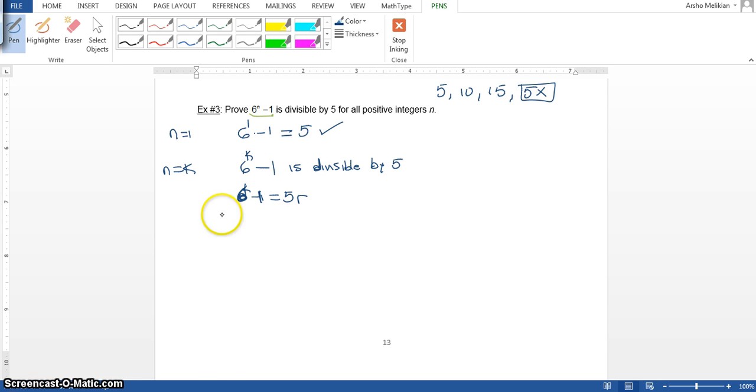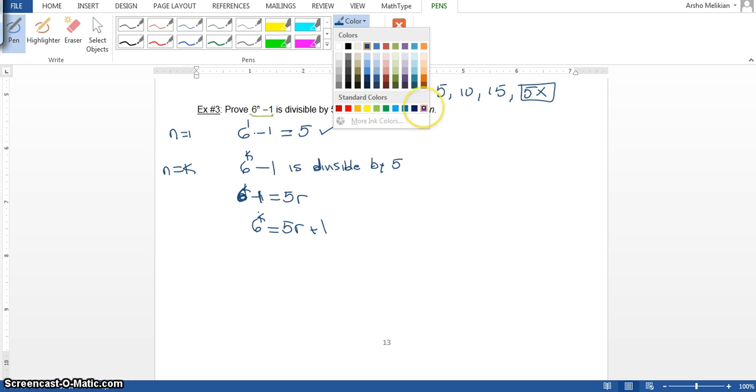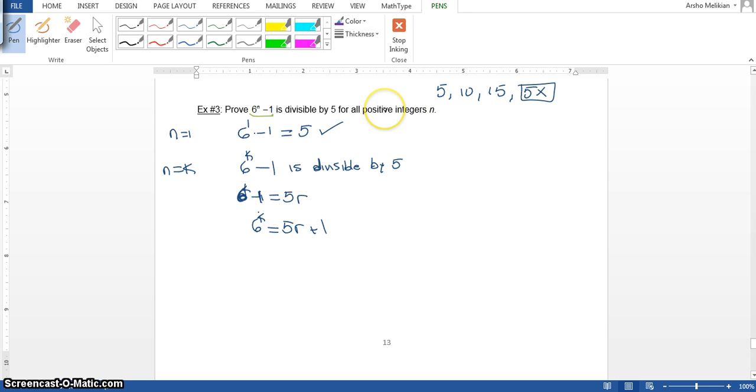Now, the way to keep going after this step when we're proving divisibility is always the same process. You solve for 6 to the power of k. It equals 5r plus 1. So this is the n equals k step. In these cases, the n equals k and k plus 1 steps sort of morph into one another. So the next step is we're going to multiply both sides here by 6.